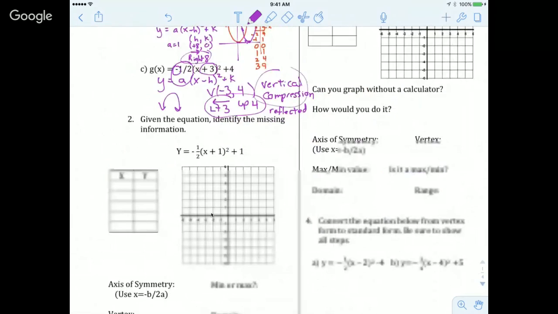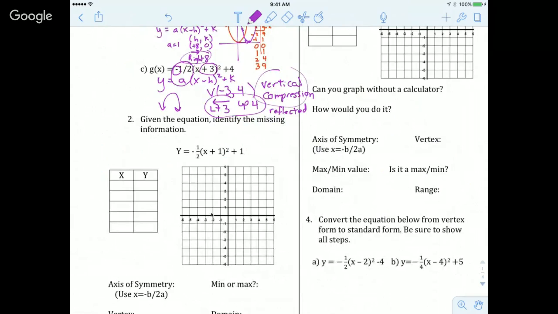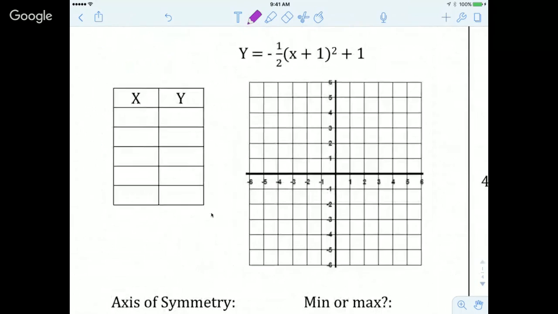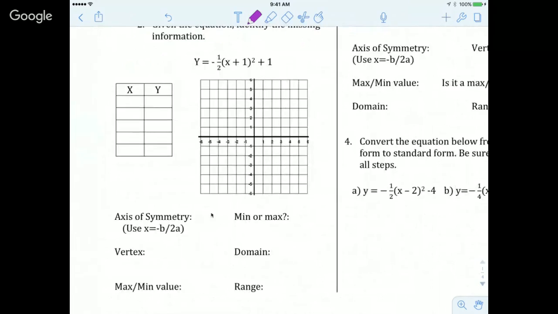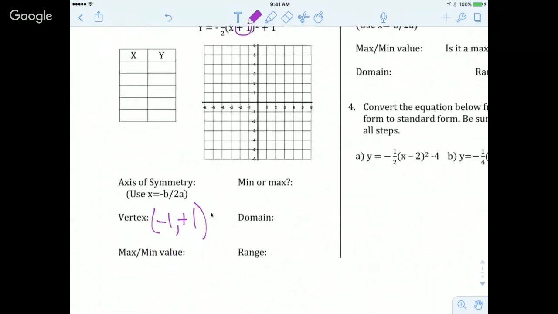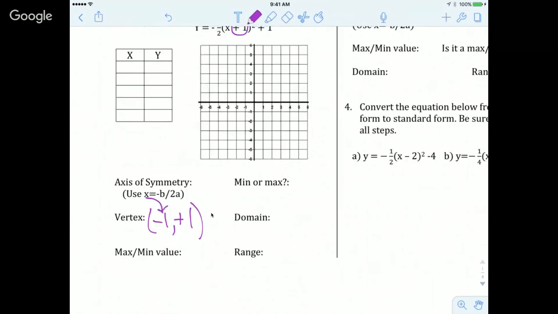Okay, question number 2. Identify the missing information. Y equals -1/2 times X plus 1 squared plus 1. First thing we want to identify is the vertex. The vertex, we can write it below, is the opposite of what's in the parentheses. So it's -1. The Y value is +1. Remember, our axis of symmetry is X equals -B over 2A, but we also know it's the exact same thing as the X value of our vertex. So X equals -1.